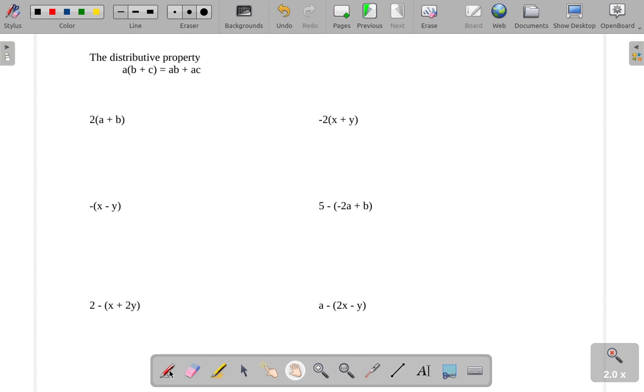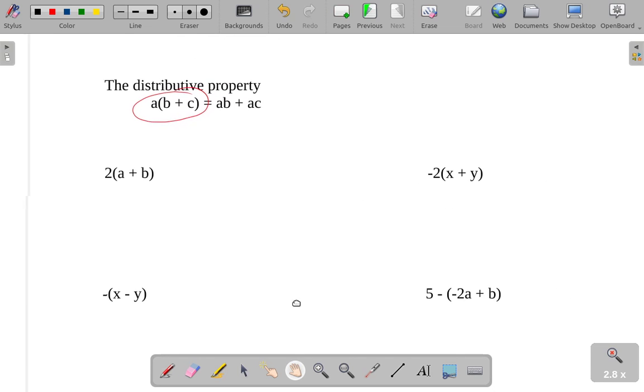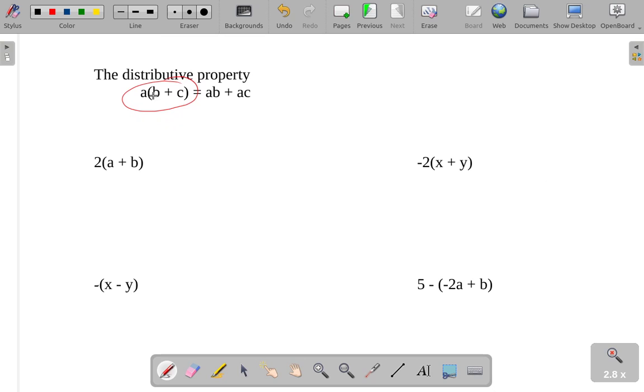The distributive property is how we get rid of parentheses, or at least it's how we get rid of the parentheses in one of the cases that we can see. Specifically, what I mean by that is when we have something that looks like this, where we have multiplication on the outside of the parentheses and addition or subtraction on the inside of the parentheses, really when there's multiple terms inside here.